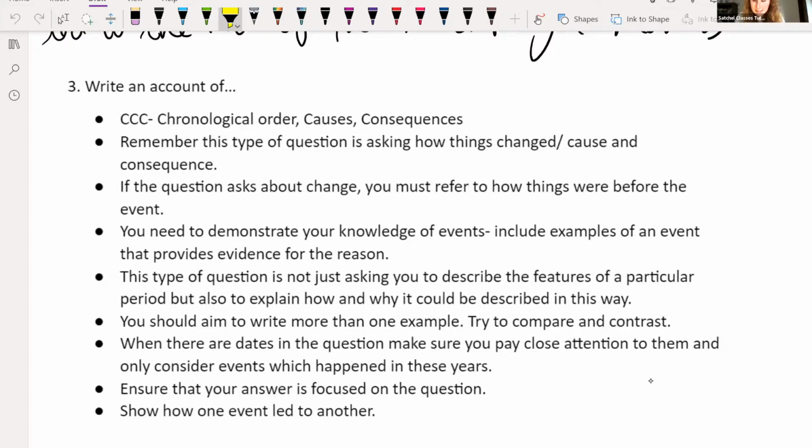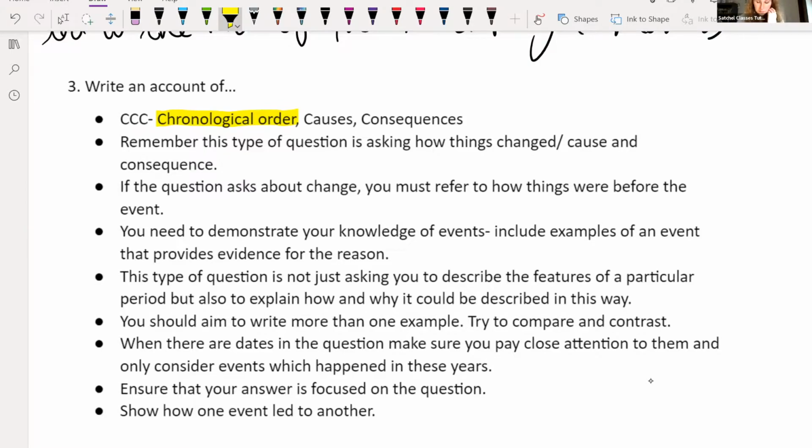So CCC for this one, chronological order. They want your answer to be in chronological order, looking at causes and consequences. So it's asking how things changed or looking at cause and consequence. So if the question asks about change, you must refer to how things were before the event. Don't worry too much about all of these tips. I'm just going to read through them and then I'm going to break down the structure of the question for you.